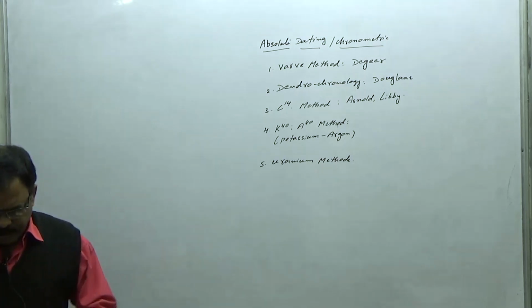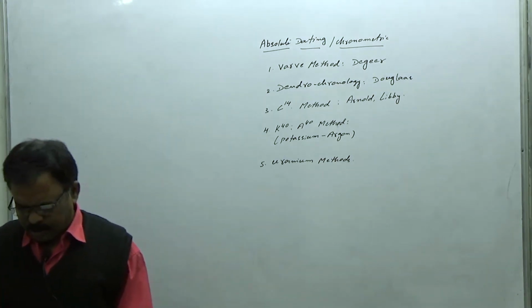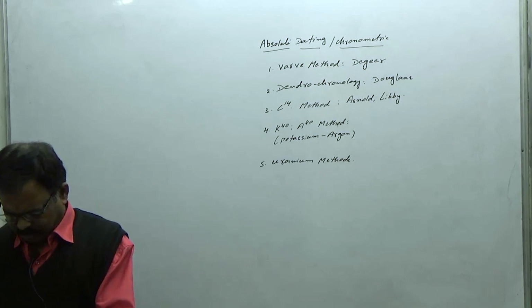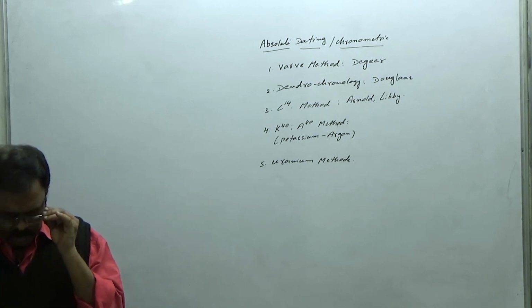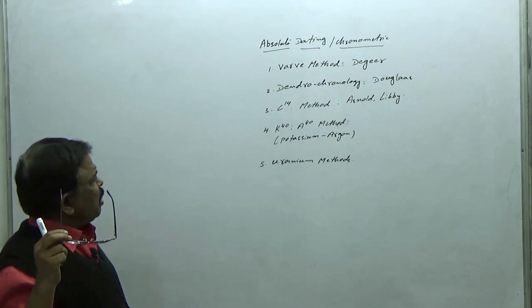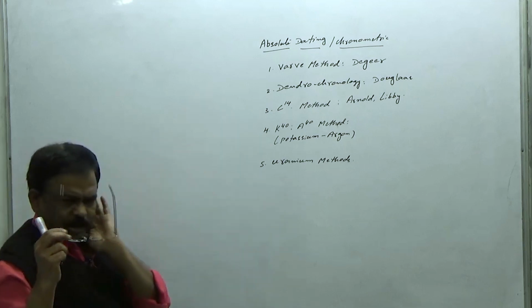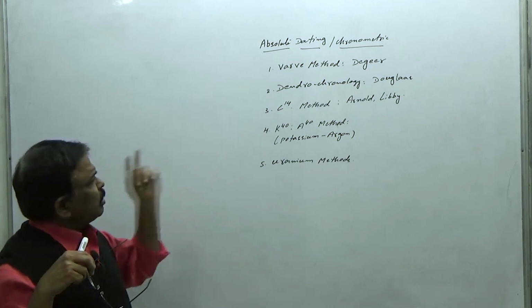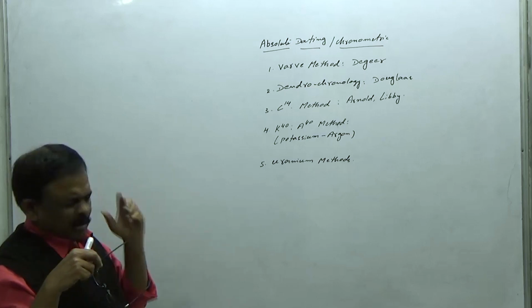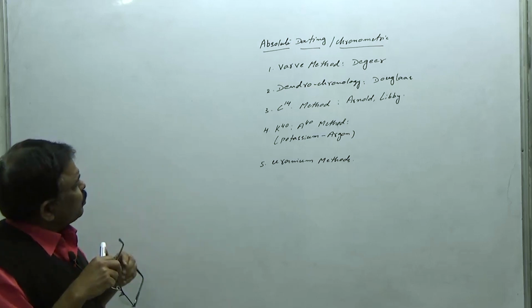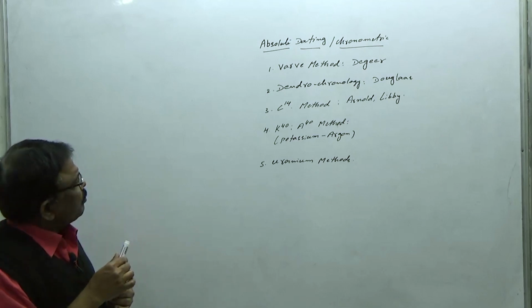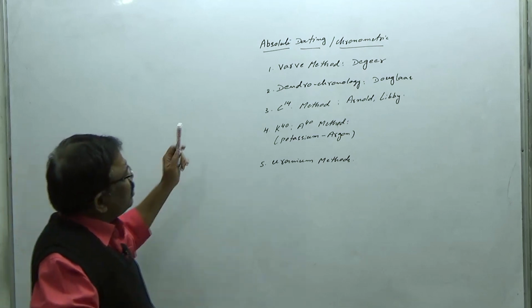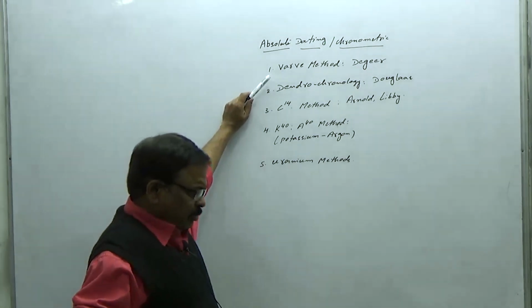So these are different absolute dating methods. Many are there, more than 200 methods. But these are the most popular dating methods under chronometric or absolute. Varve.